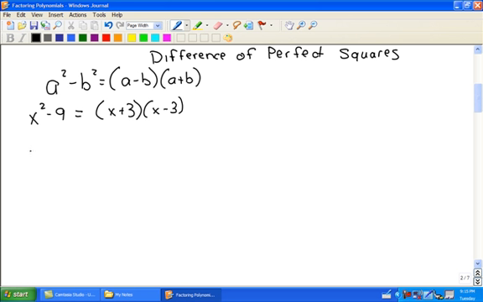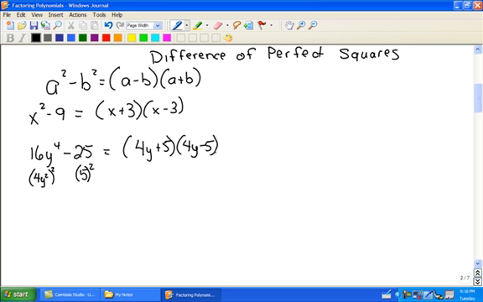If we look at something like 16y to the fourth minus 25, again we have perfect squares here, because in order to get 16y to the fourth, we can say that's 4y squared, raised to the second power. The 25, the perfect square, is going to be 5 squared, so this is going to go into 4y squared plus 5 and 4y squared minus 5.